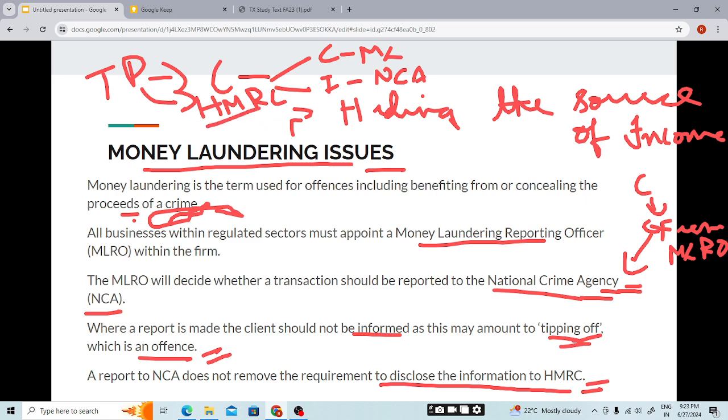You need to report to HMRC that you are ceasing to act for the client, and you should not disclose the reason. If you disclose the reason, it will be against the ethics, that is, confidentiality. And where the report is made, the client should not be informed, because if you inform the client, it will be tipping off and it will be an offense, because he will get to know, then he will make the changes and get rid of it.